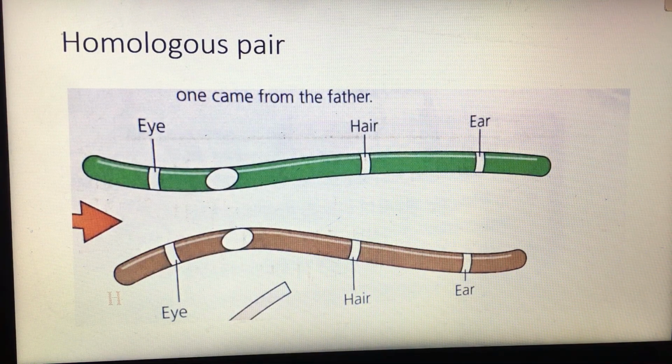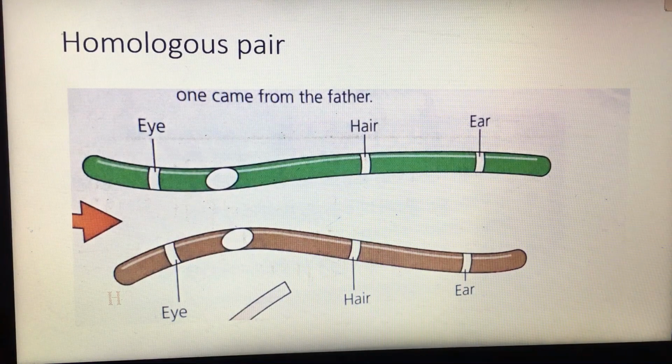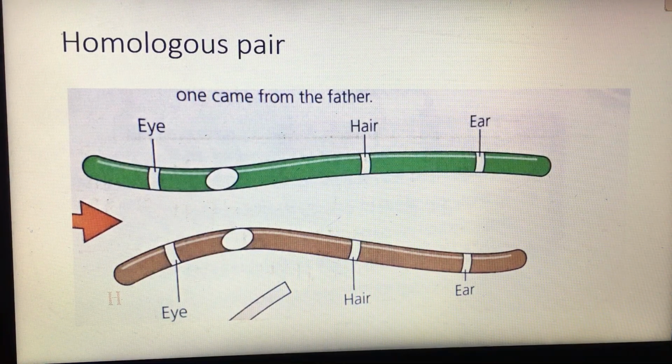Homologous pair. As we say, homologous pair: chromosomes with the same genes in the same positions. One of the pair comes from the father and the second chromosome comes from the mother. So homologous pair, chromosomes with the same genes in the same positions, one of the pair comes from the father and one from the mother. This is the first concept, homologous pair.